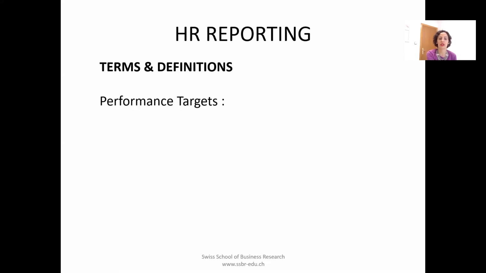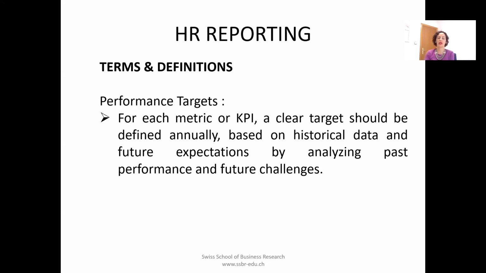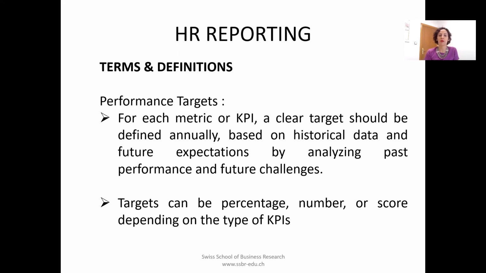Another term that we need to understand is performance targets, which I've already explained a little bit before. Basically, for each metric or KPI, we have to specify a clear target that is defined annually with our department heads, which is based on data that we have historically, or complemented with future expectations. And this is done by analyzing past performance assessments and future challenges that can be posed. And targets can be percentages, numbers, scores, etc., depending on the type of KPI that is chosen.